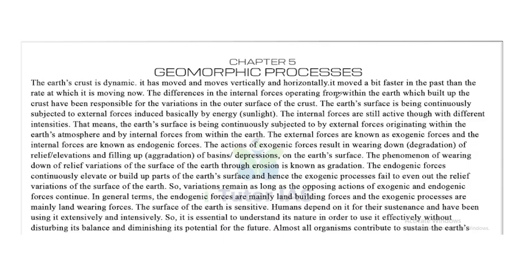Let's start. The Earth's crust is dynamic. It has moved and moves vertically and horizontally. It moved a bit faster in the past than the rate at which it is moving now. The differences in the internal forces operating from within the Earth which built up the crust have been responsible for the variations in the outer surface of the crust. The Earth's surface is being continuously subjected to external forces induced basically by energy. The internal forces are still active though with different intensities.